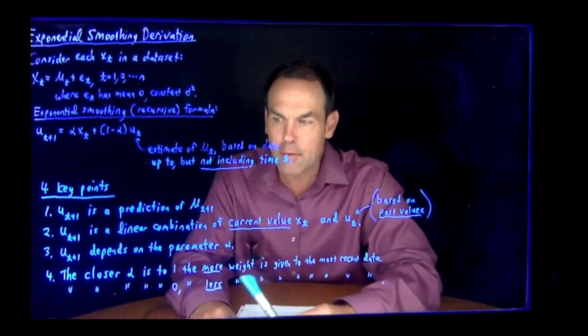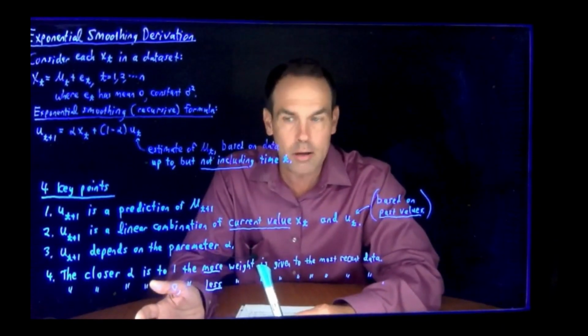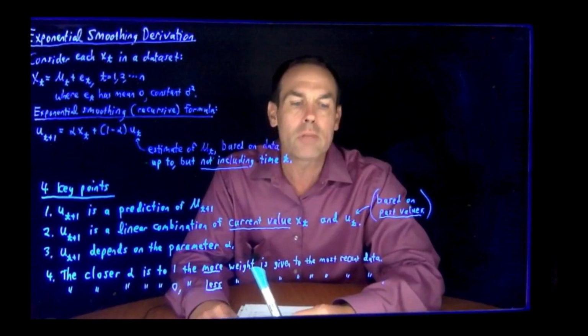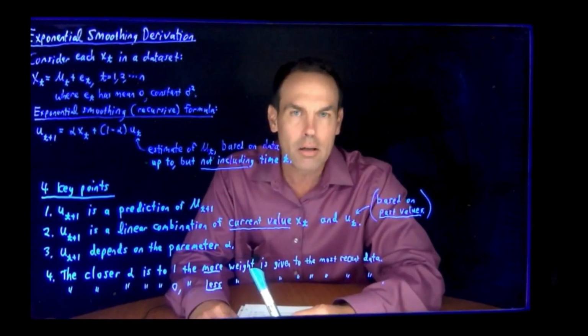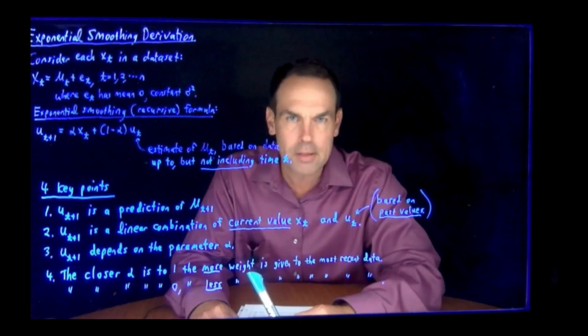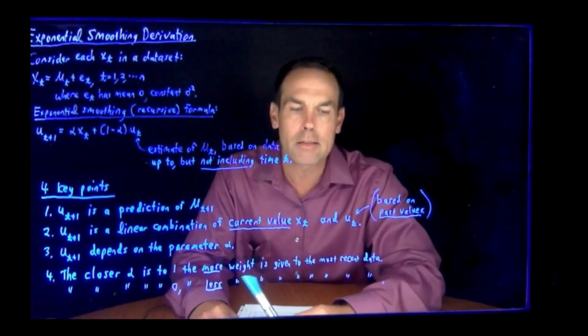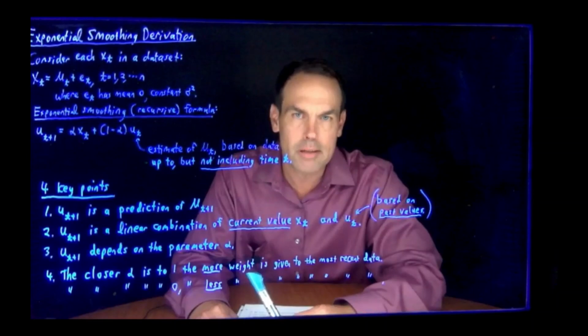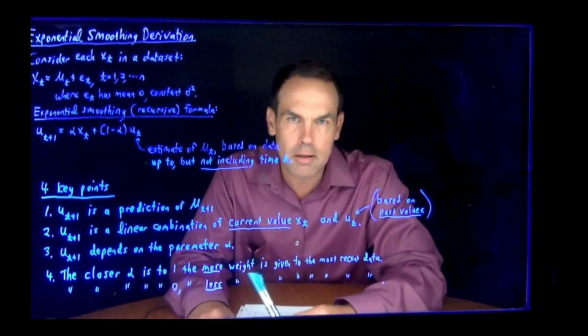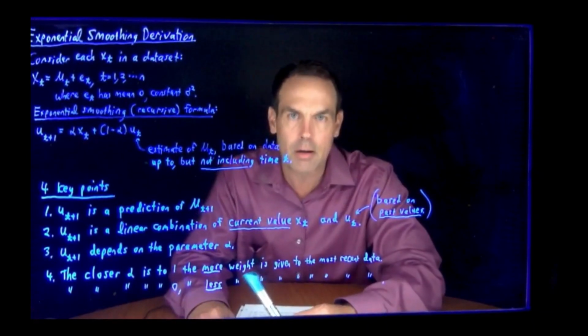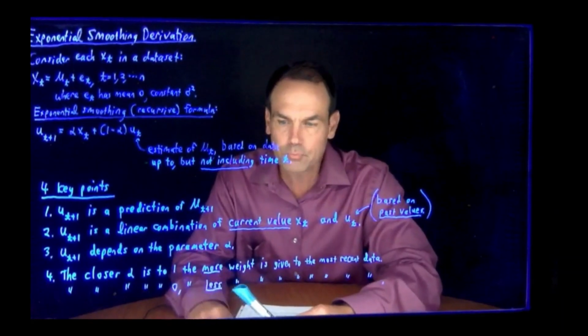And then the closer alpha is to 1, the more weight is given to the most recent data. And on the flip side, the closer alpha is to 0, the less weight is given to the most recent data. There could be instances where that would be of interest.